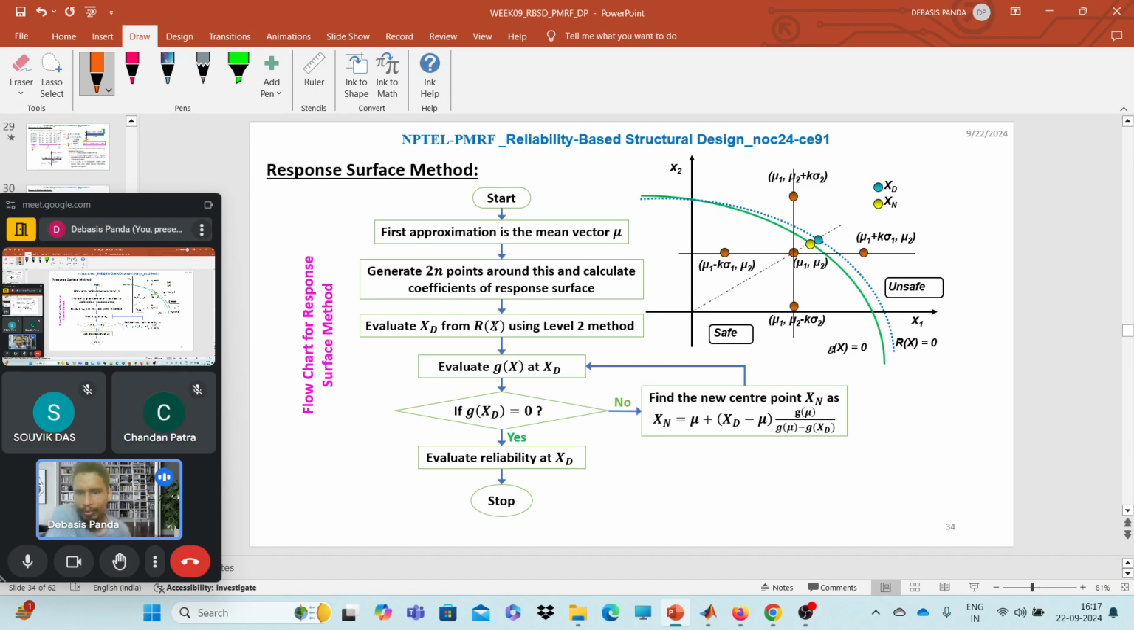Then find out the rx, apply the level 2 method to find out the reliability. Now once we have this level 2 method and find out the reliability, what do we need to do? Lastly, we need to go for one step where we do the interpolation and stop. So let's quickly code it and check whether this response surface method is giving accurate results or not.